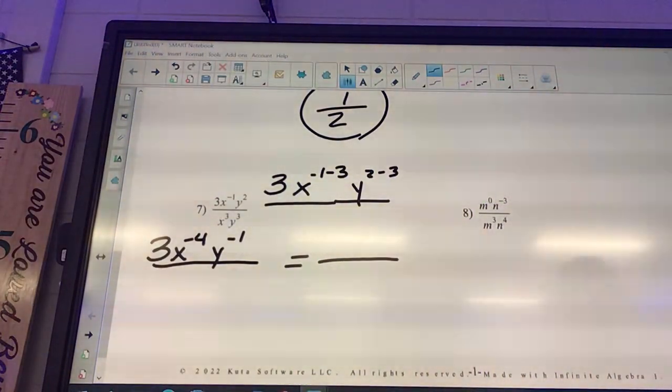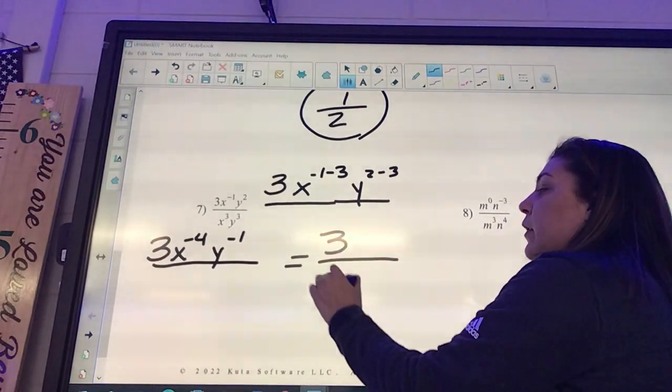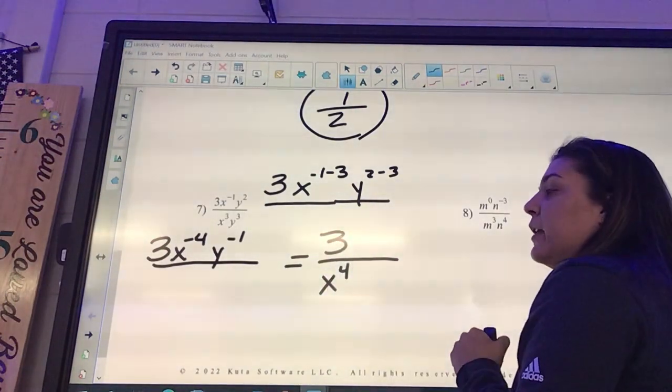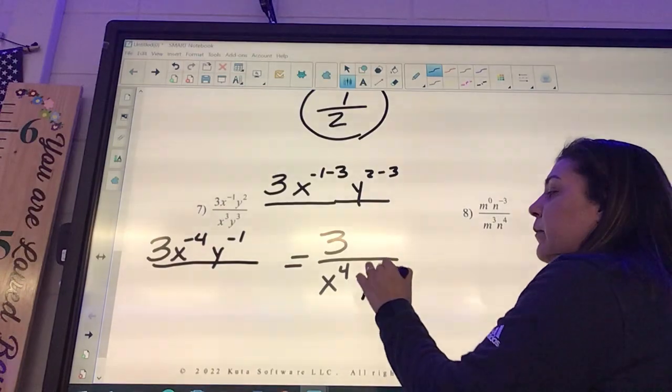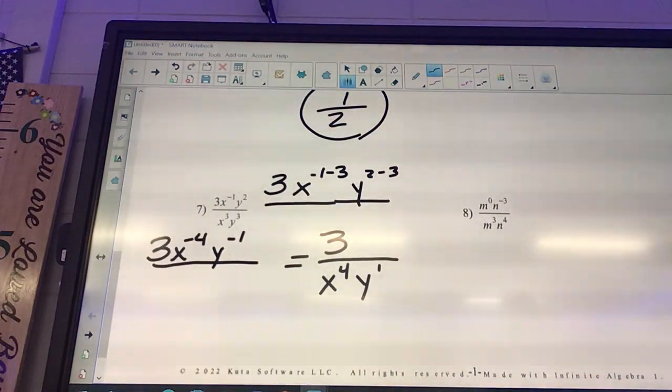Okay, where's the 3 got to go? Top. X to the negative 4. Bottom. Y to the negative 1. Bottom. Do you have to put the 1? No. Can you? Yeah.